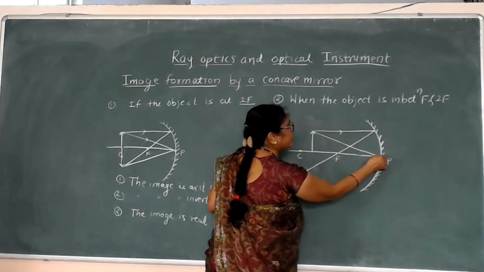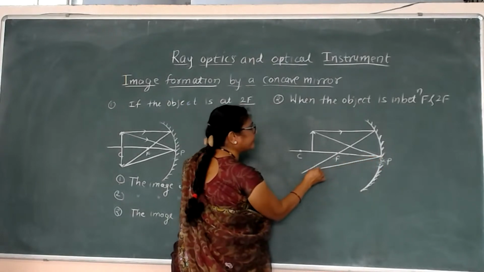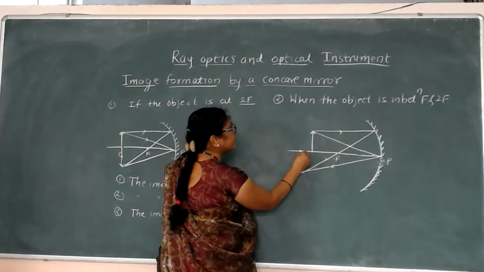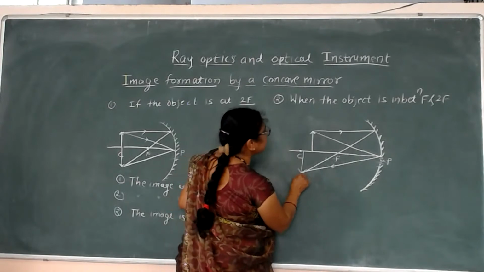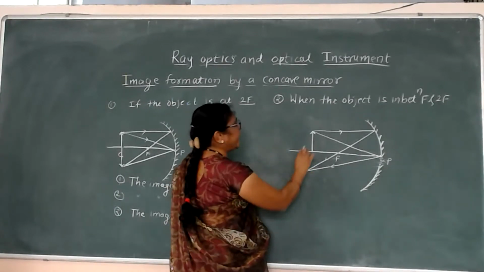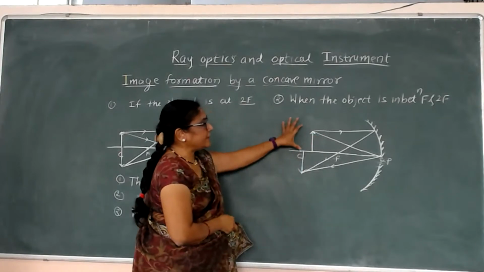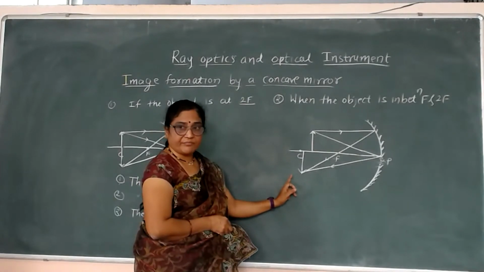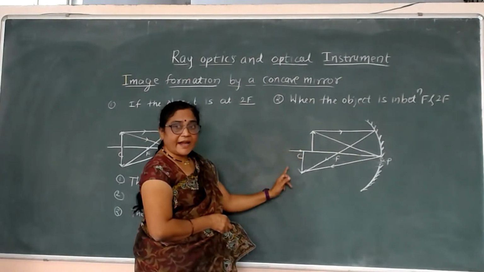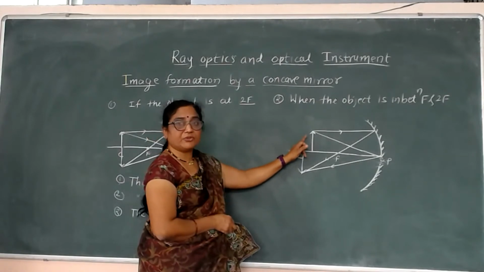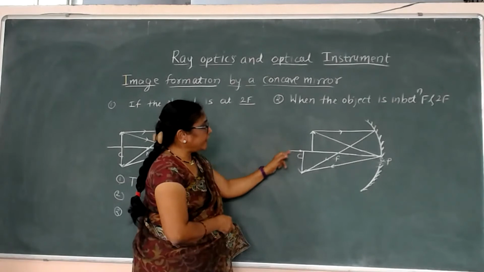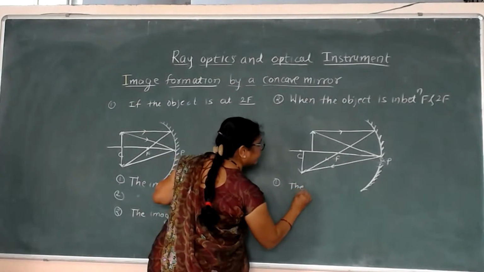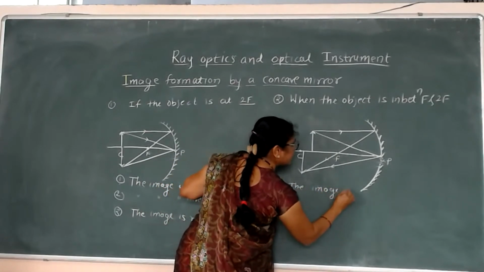Again, it obeys the laws of reflection and the ray of light is reflected. So here, where both the rays meet, there is a formation of an image. But the image is enlarged as compared to the height of the object. Means when the object is in between f and 2f, the reflected image is enlarged as compared to the object. Means the height of the image is large as compared to the height of the object. Therefore, the image is enlarged.